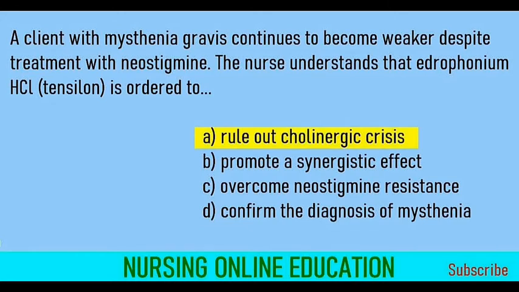Tensilon improves muscle strength in myasthenic crisis. So if the weakness persists, the symptoms are caused by cholinergic crisis, which can result from toxic levels of neostigmine. Okay, so in order to differentiate cholinergic crisis and myasthenic crisis, we use Tensilon. So here the answer is to rule out cholinergic crisis.